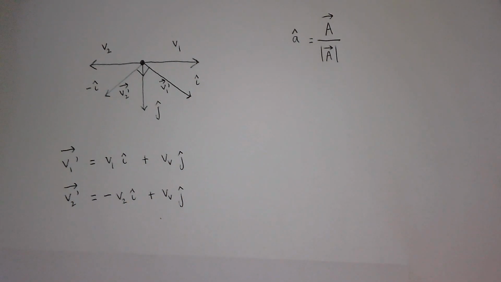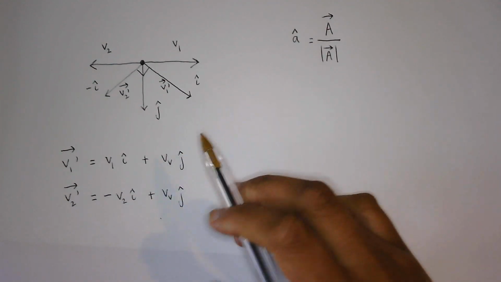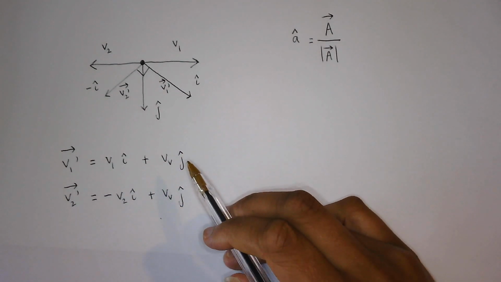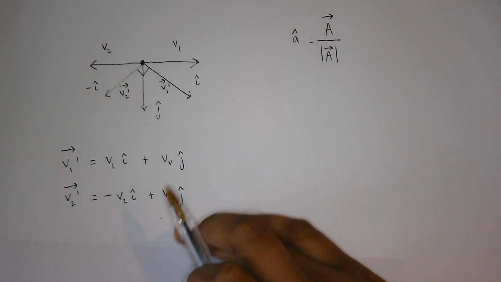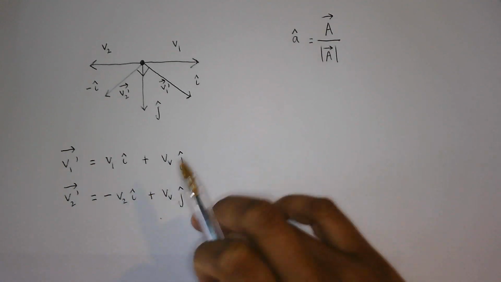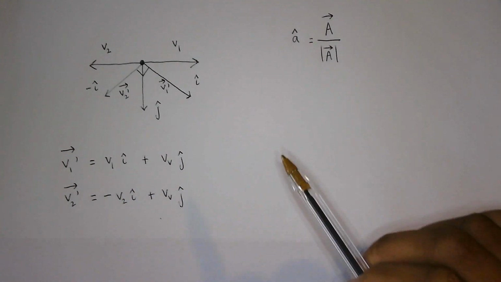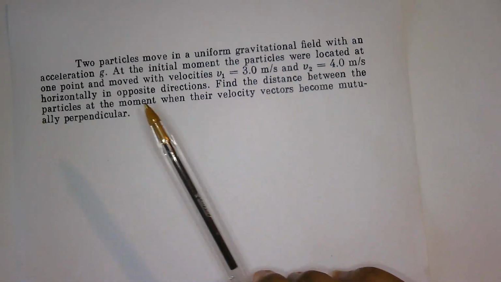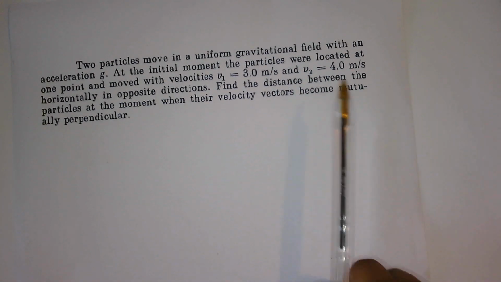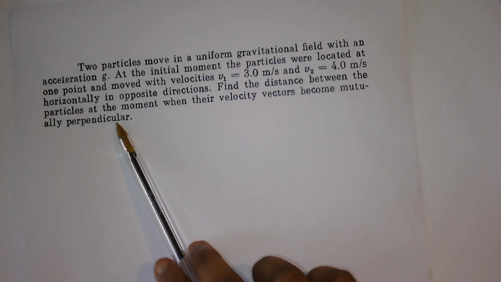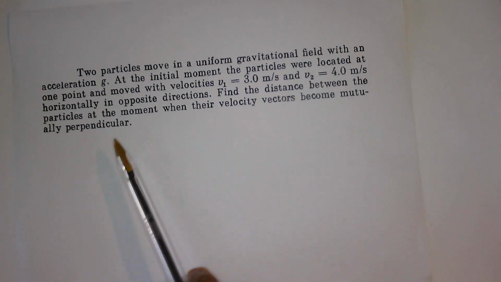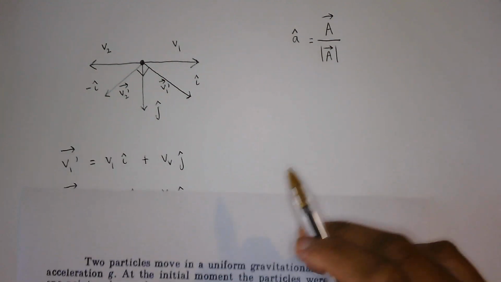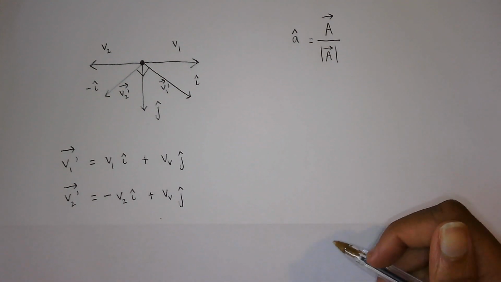Okay. So another thing that we're going to need to solve this question is the concept of the dot product. And we know this because the question asked us to find the distance between the particles at the moment when their velocity vectors become mutually perpendicular. So the important bit is perpendicular. So first we need to understand what a dot product is.